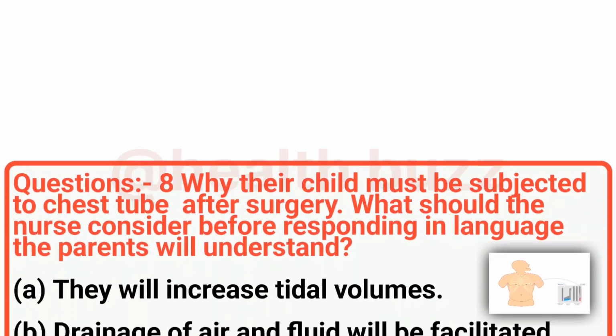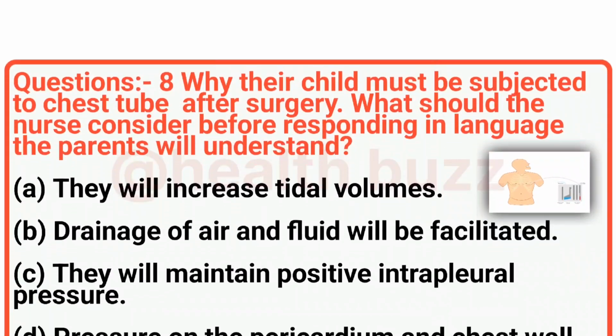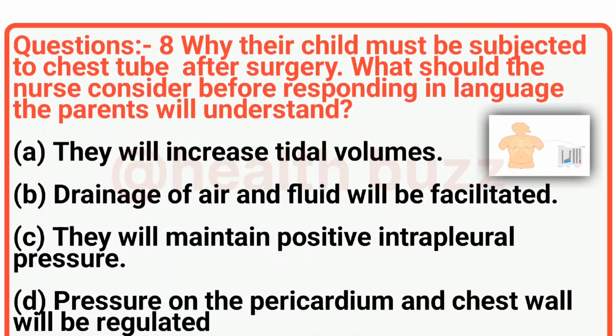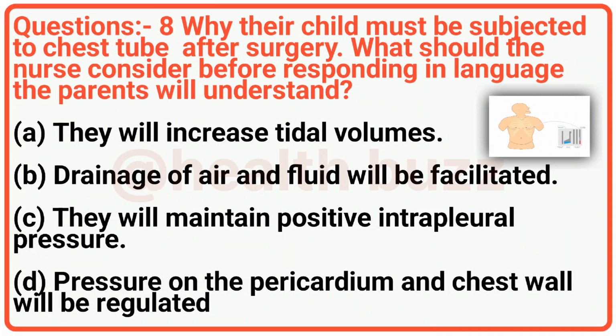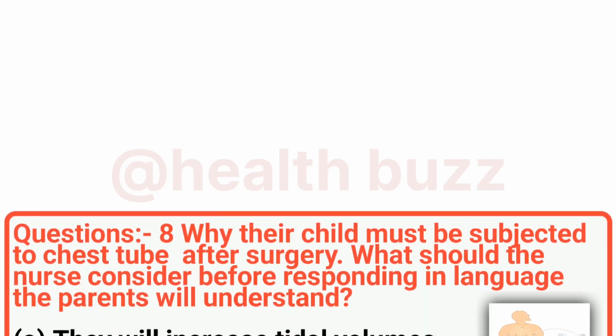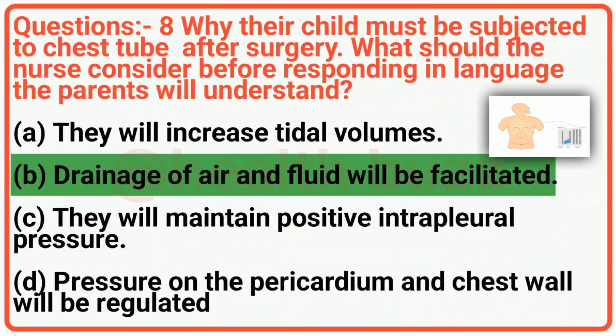Questions 8. Why should the child be subjected to chest tube after surgery? What should the nurse consider before responding in language the parents will understand? A. They will increase tidal volumes. B. Drainage of air and fluid will be facilitated. C. Positive intrapleural pressure will be maintained. D. Pressure on the pericardium and chest wall will be regulated. Right answer is B. Drainage of air and fluid will be facilitated.